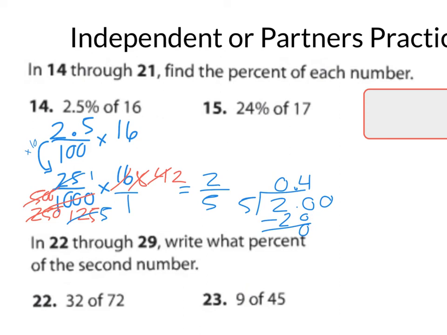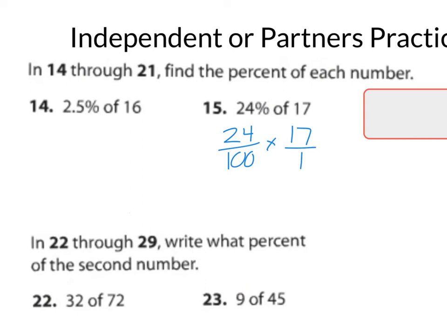Showing you 15 in 3, 2, 1. 24% of 17. First, I'm going to want to simplify the top and bottom. Can I divide these by something? I can divide them by 2. Here I get 12, and here I get 50. I can divide them by 2 again, getting 25 and 6. Can I simplify them further? I cannot at this time.